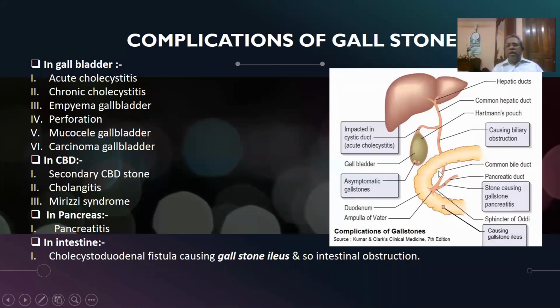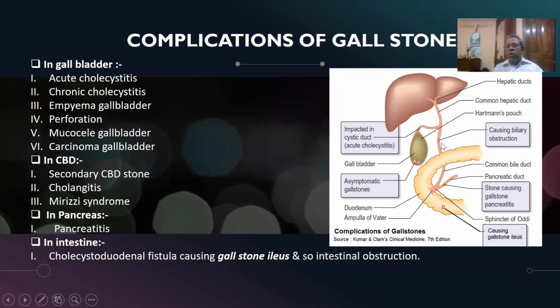Then the stone passes through the duct to the common bile duct. The common bile duct is a narrow lumen. So whenever the stone is there, there is obstruction of the biliary excretions. That obstruction causes jaundice formation, so it causes obstructive jaundice. So there is a secondary CBD stone. That means the stone has migrated from the gallbladder to the common bile duct. It is called the secondary CBD stone.